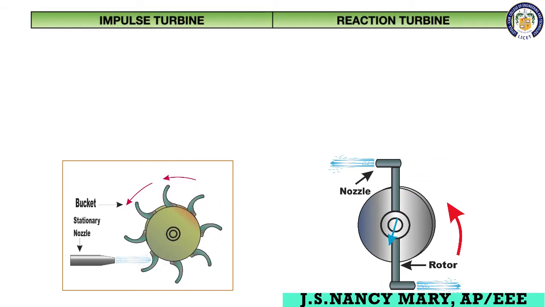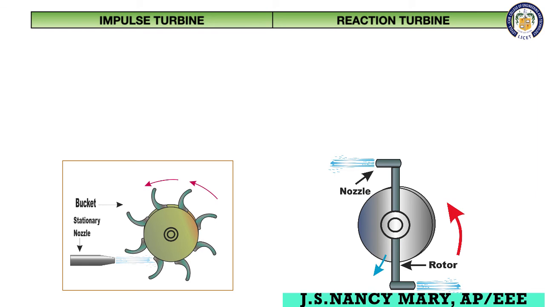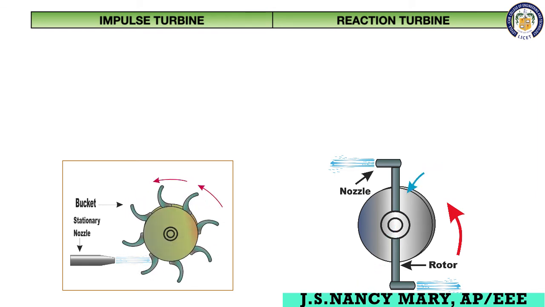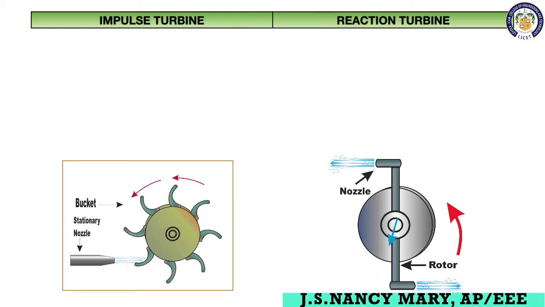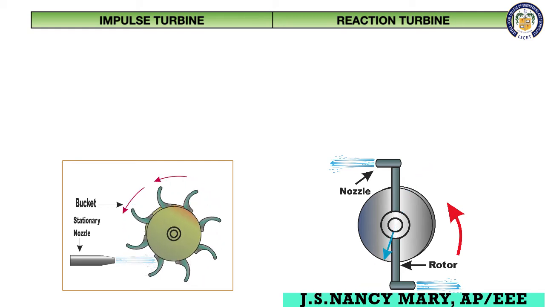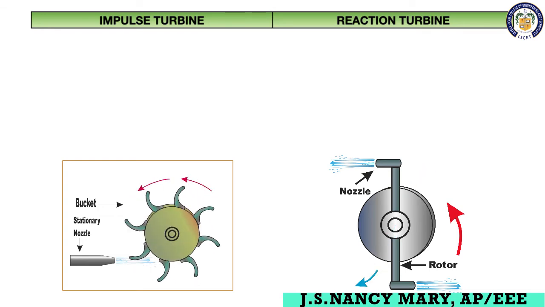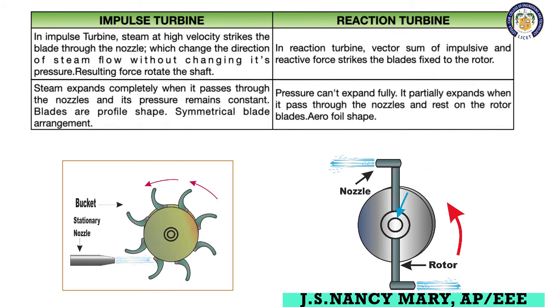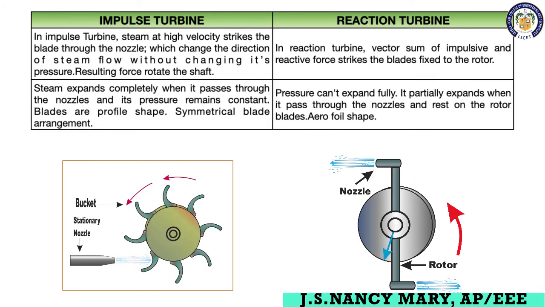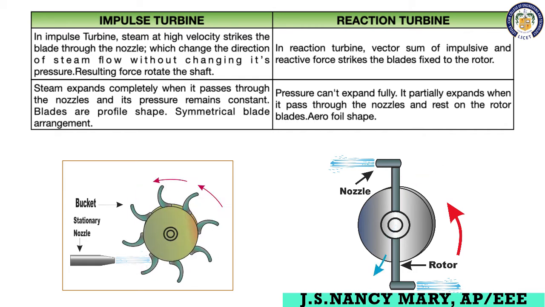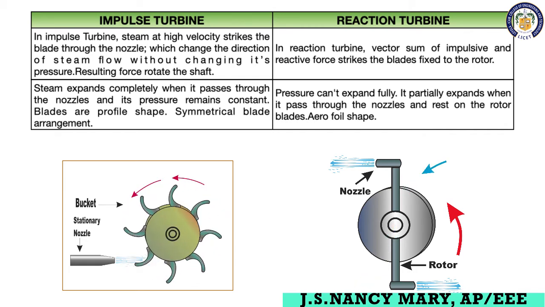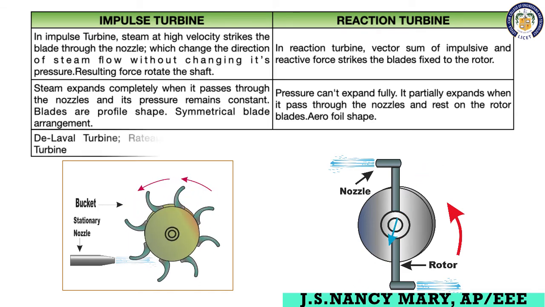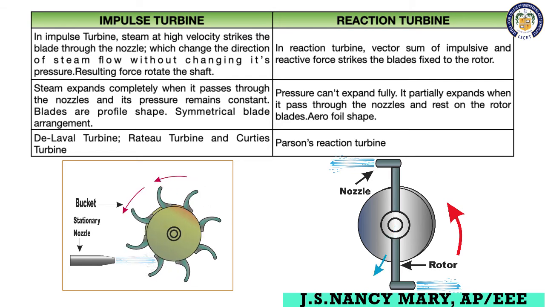So this is your impulse turbine and reaction turbine. In the impulse turbine, the steam will hit the foil and start rotating it. Whereas in the reaction turbine, a nozzle is provided at the tip, where it strikes the blade and makes the rotor rotate. Here the steam expands completely, here it is only partial. You could see the physical structure also. Examples for the impulse are the De Laval, Rateau and Curtis turbines, whereas here it is the Parsons reaction turbine.